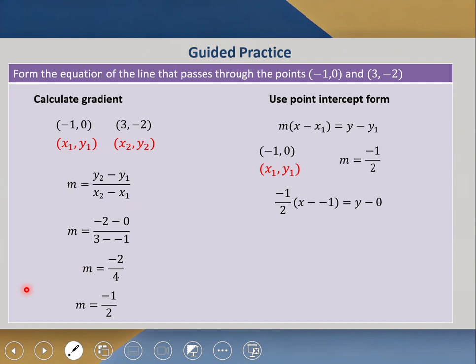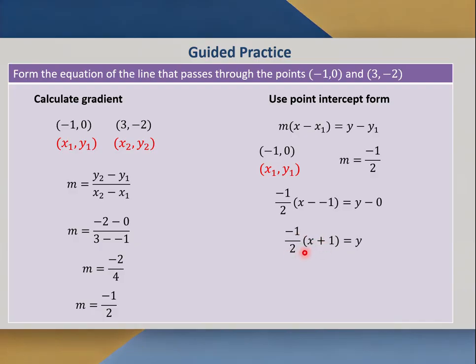We can simplify this. Negative and negative is positive, and y take away 0 is just y. So this gets y by itself, except we just want to expand these brackets, so that will leave us with y is equal to 1/2 x take away 1/2.